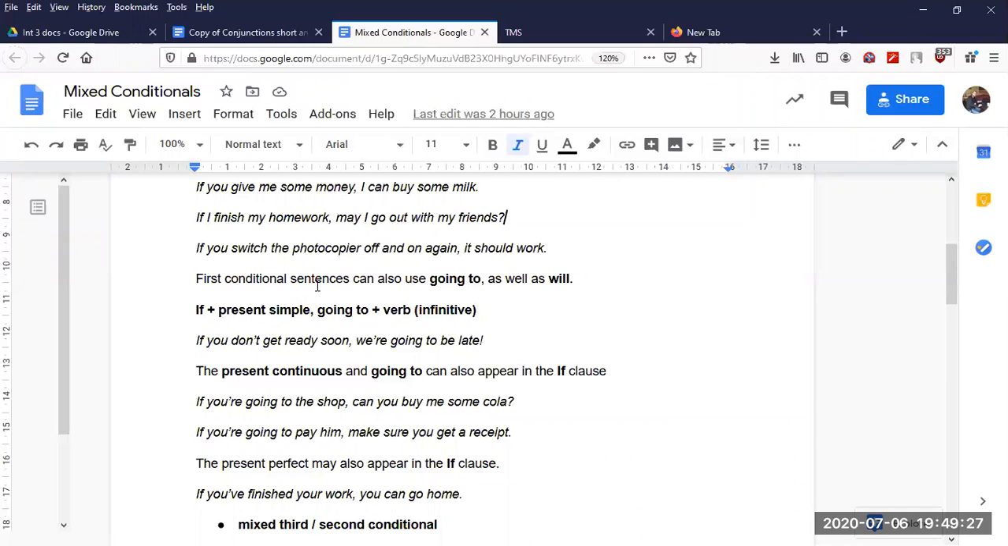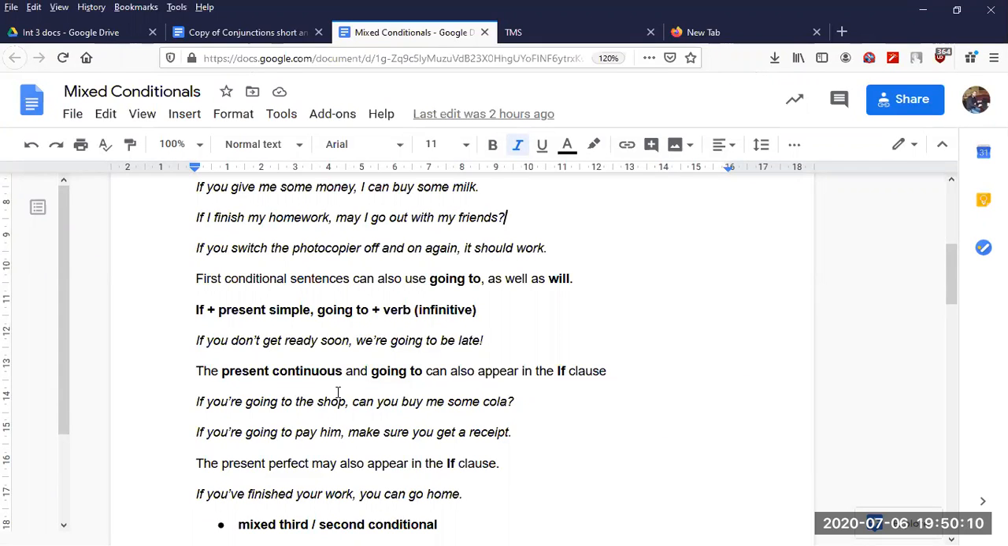Okay. First conditional sentences can also use going to as well as will. Remember, will is the future simple, and going to is another way of describing the future action. So if plus the present simple, going to plus the verb in the infinitive. So if you don't get ready soon, we're going to be late. So all of these things are pretty self-explanatory. It's kind of better not to think about the grammar too much, and just use common sense.